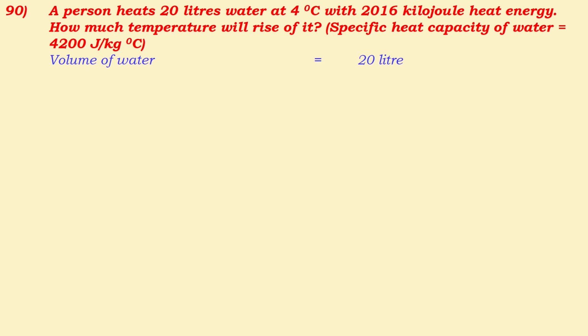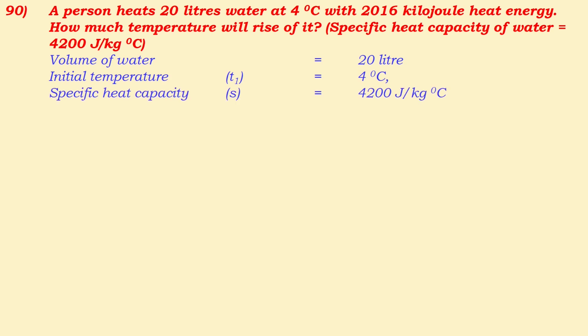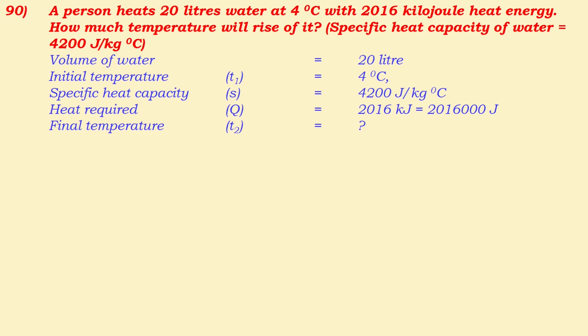Volume of water is equal to 20 liter. We are not using this physical quantity in the numerical problem, that's why I am not taking any symbol. Initial temperature T1 is equal to 40 degrees Celsius. Specific heat capacity is given as 4200 joule per kg degree Celsius. Heat required Q is given in kilojoule, and that's why we have to multiply it with 1000, and finally we get 2016,000 joule.